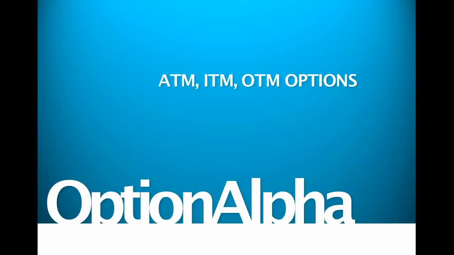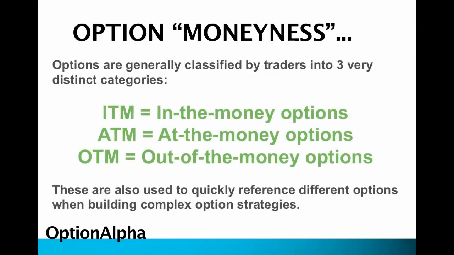This is the video tutorial for one of the bigger topics when it comes to options trading basics, and that's option moneyness. So we're going to get right into it here. Options are generally classified by traders into three distinct categories. We usually have them by their little acronyms: ITM, which is in the money options, ATM, which are at the money options, and OTM, which are out of the money options.